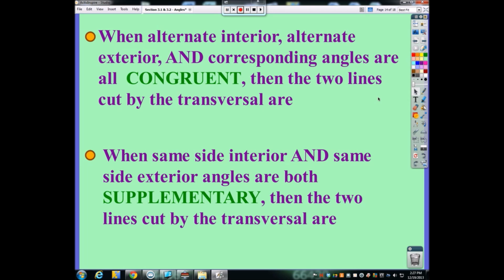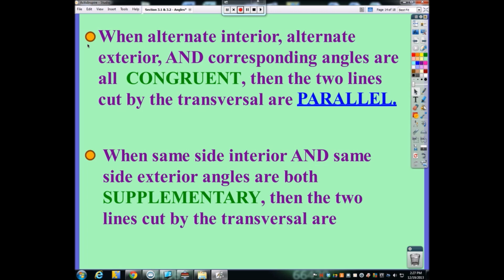So to start out, this is what's called a converse statement, is when we flip around the order of what we are talking about. In the previous video, we talked about when we have parallel lines, then there was something special about alternate interior, alternate exterior, and corresponding angles, that they were all congruent. Now we're going to flip it around and say, well, when those types of angles are congruent, there's something special about our lines.